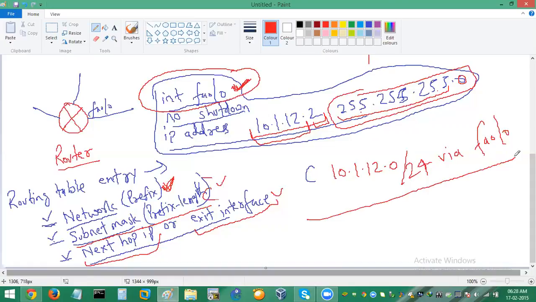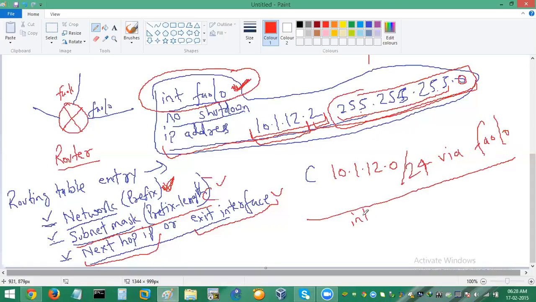This is what happens whenever you assign an IP address to an interface and you enable the interface. The router installs a route based on the information taken from the IP address, the way you assigned the IP address. Okay, guys.